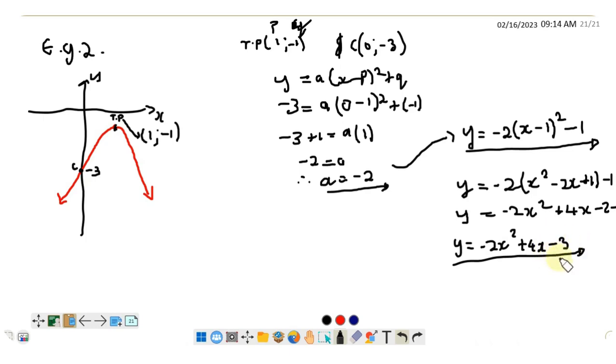From here we can see the value of the y-intercept is negative 3. It should correspond with the graph. There you go. The y-intercept is negative 3. When x is 0, the other parts become 0, remaining with negative 3. So this equation is correct. This is for part 1: you are given the turning point and one other coordinate.